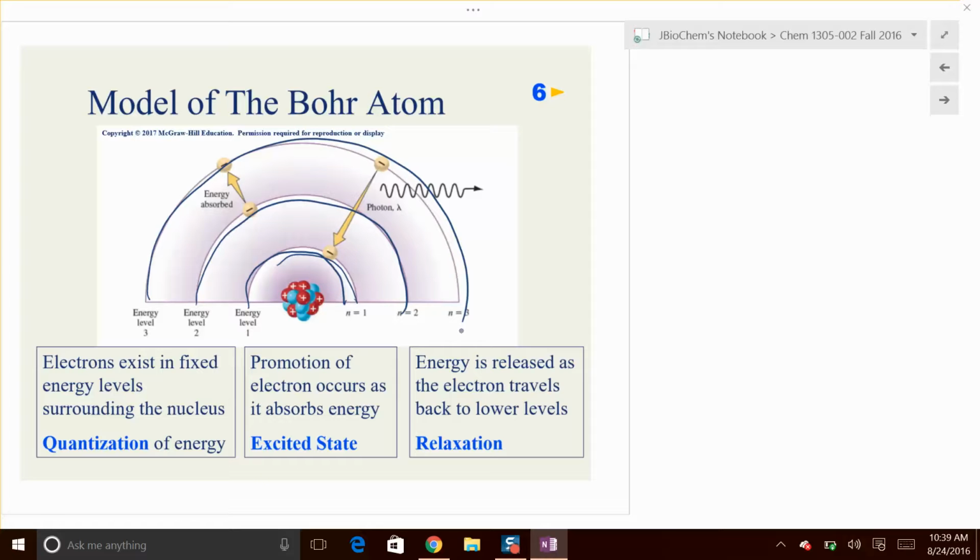Magnesium has 12 electrons. 2 of them are in the first energy level. 8 of them are in the second energy level. And 2 of them are in the third energy level.